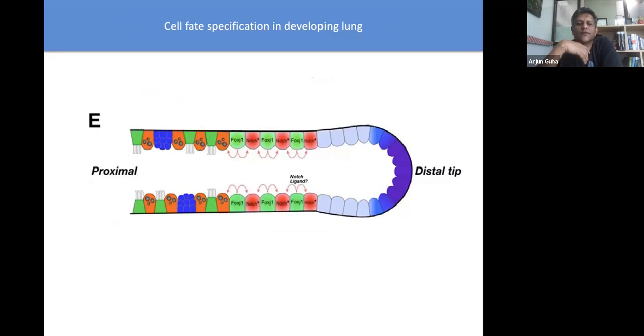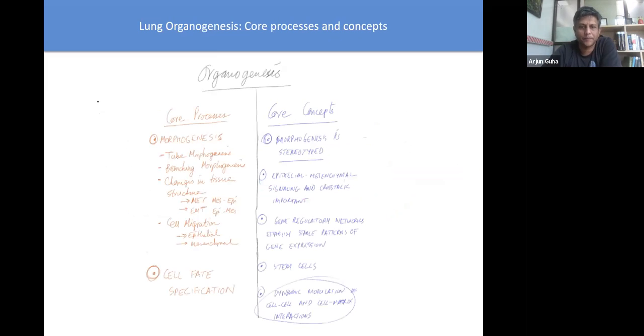Finally, we come to the process of cell fate specification. Cell fate specification in the lung always follows the process of branching morphogenesis. Once the distal tip has grown, the cells that lag behind gradually activate signaling pathways like Notch, which then leads to the lateral segregation of cell fates, making the cells that comprise the airways. The same process is used again in the alveolar epithelium to subdivide it into alveolar type 1 cells and alveolar type 2 cells and so on.